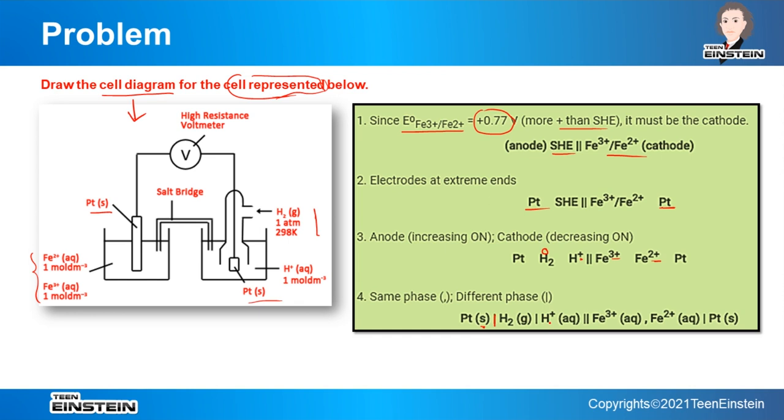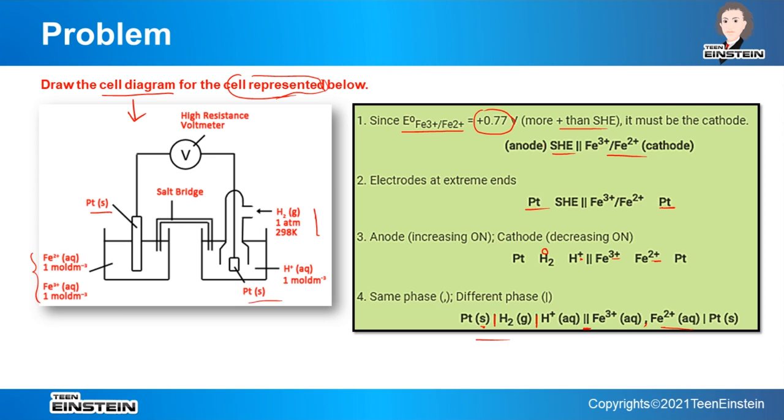When there are different physical states, solid, gas, aqueous, we use a single vertical line, and this is the salt bridge. Now Fe3+ aqueous and Fe2+ aqueous are both in aqueous condition, so we have used a comma here, not a vertical sign, because they are in the same phase. And then platinum.